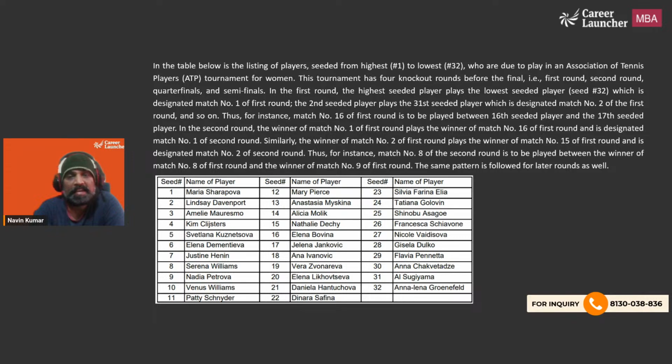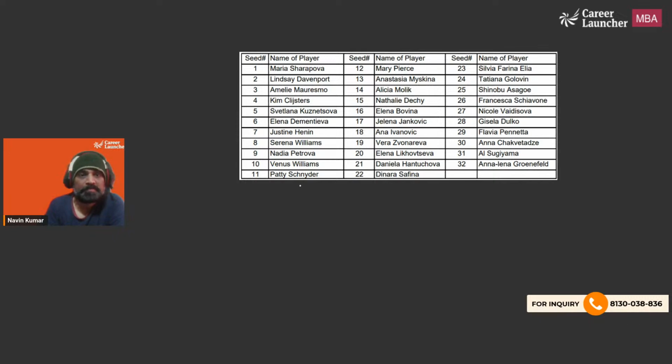And these are the seeds and the names of those 32 players who are going to play in the ATP tournament. Let's try to understand what this paragraph means, how they are going to play the matches. If I look at round number 1, seed number 1, that is Maria Sharapova, is going to play against seed number 32. Seed number 2 is going to play against seed number 31, and this will continue.